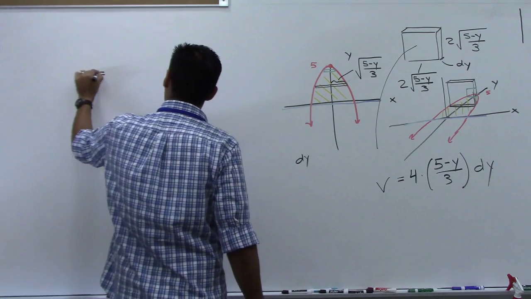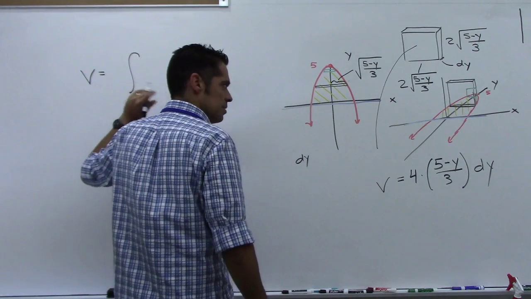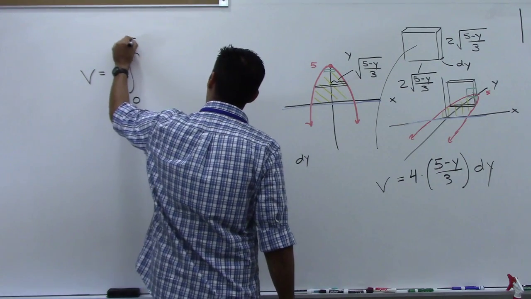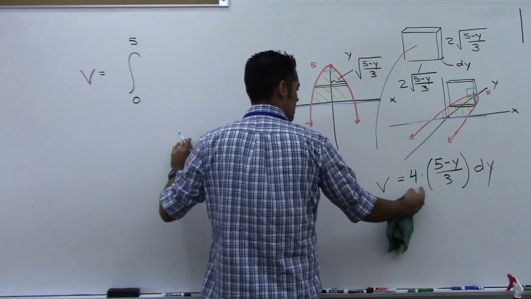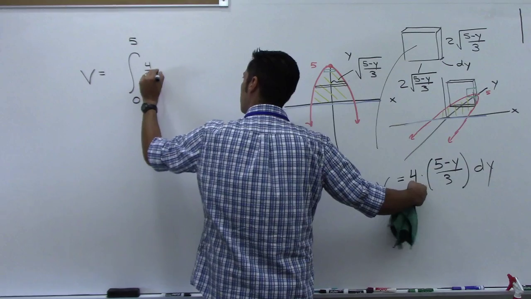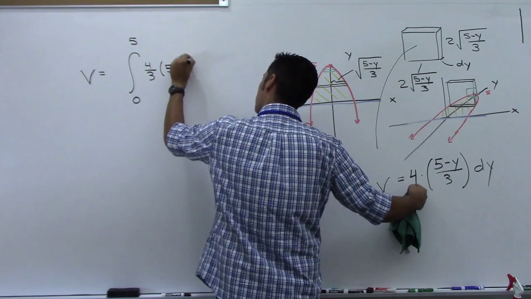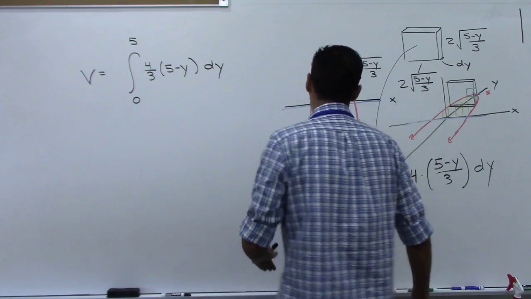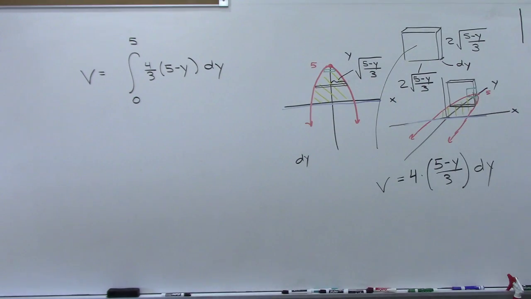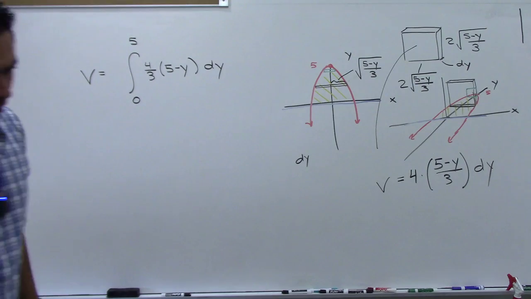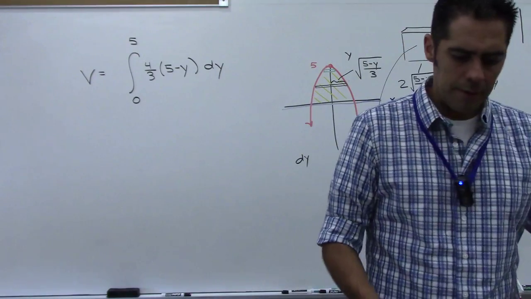So the volume of this will be the integral, not pi, because it's not a solid of revolution, from 0 to 5, and then this formula. I'm going to clean that formula up a little bit, pull the 3 out in front. That formula, dy. So that's it. Whatever that is, you can figure out what that integral is on your own. And make sure I covered that properly. There you go.